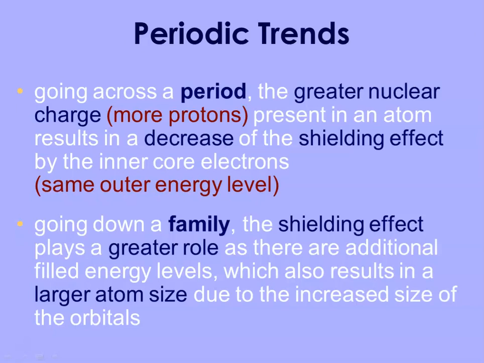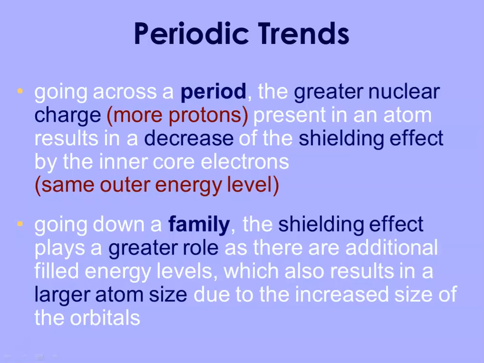Right, so this video is going to focus on periodic trends. Periodic trends describe relationships among different characteristics between elements going across periods and going down families. When we are examining a period of elements, the valence electrons are being placed in the same outermost energy level.